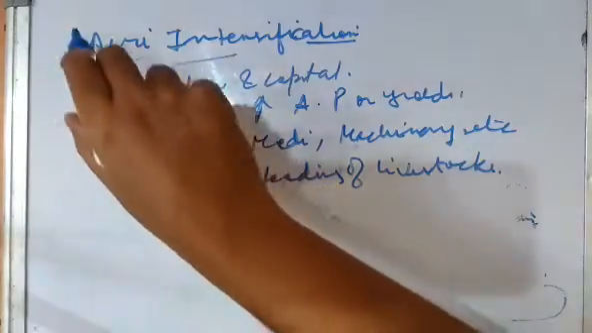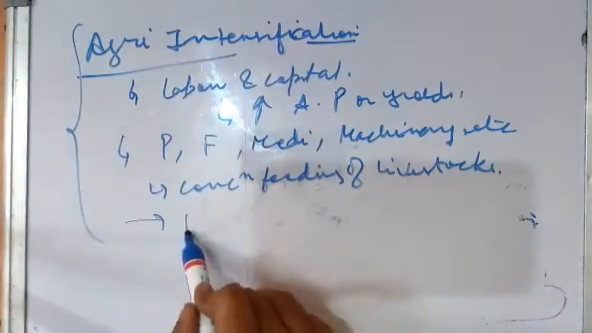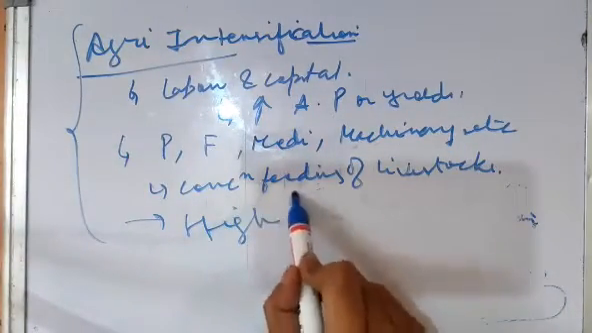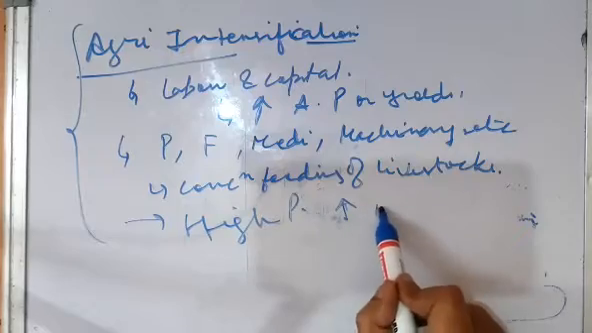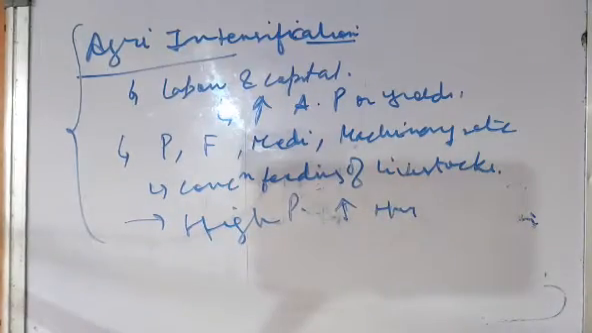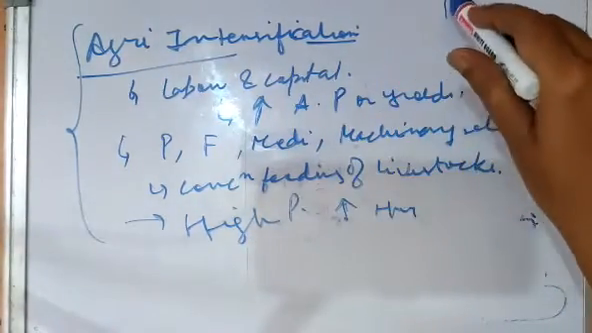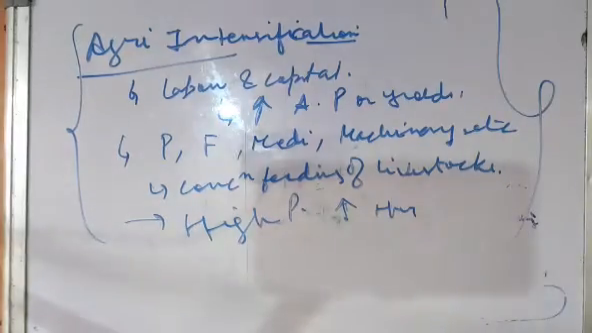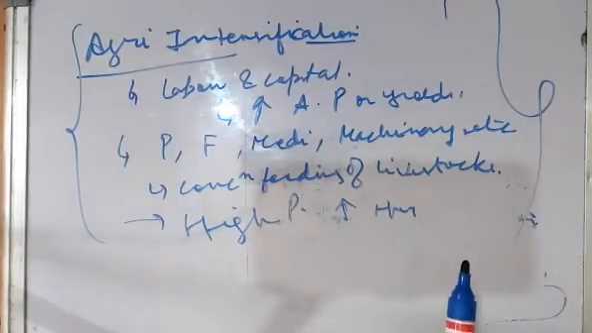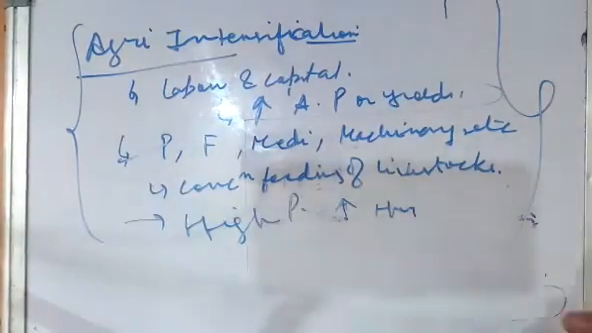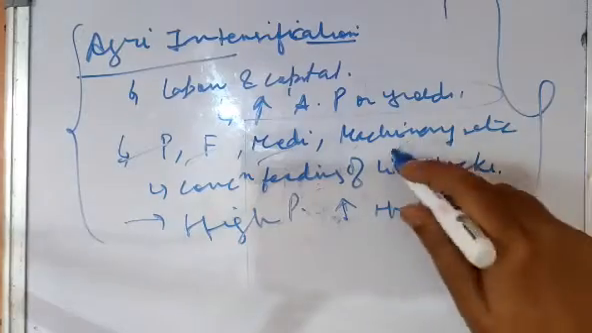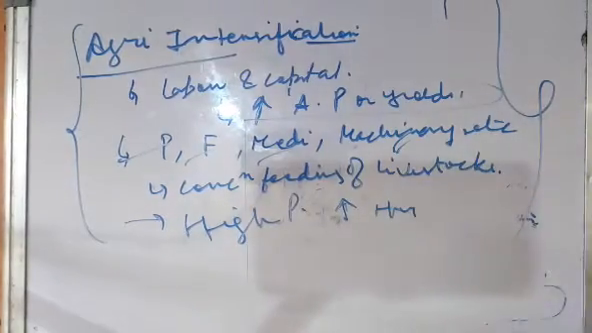So here we only focus on high inputs, high production. Hope you all understand what agriculture intensification means: increasing the amount of labor and capital to enhance our agricultural production. High use of pesticides, fertilizers, medications, machinery, and technology, with concentrated feeding of livestock so that they grow fast.